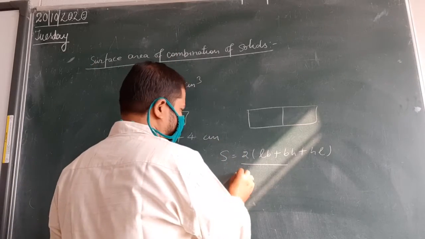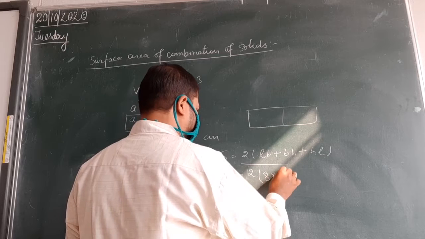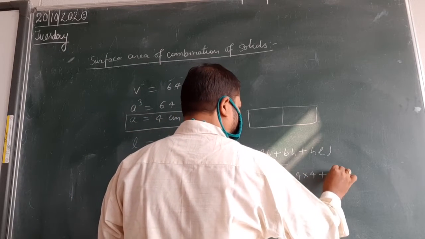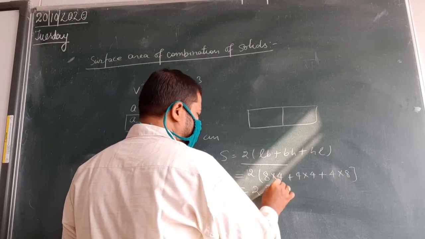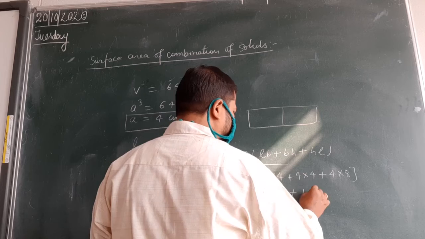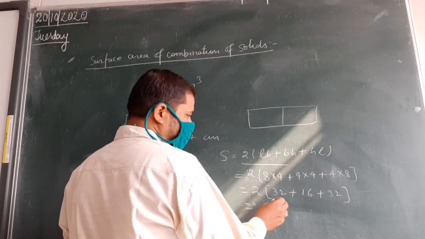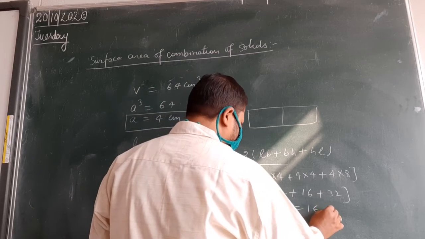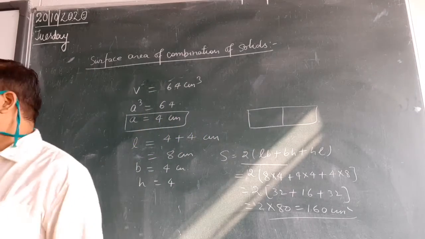2 times LB plus BH plus HL. Length is 8, so 8 into 4 plus 4 into 4 plus 4 into 8. So this is 2 times 32 plus 16 plus 32. So how much is it? 2 into 80. So this is 160 centimeters.